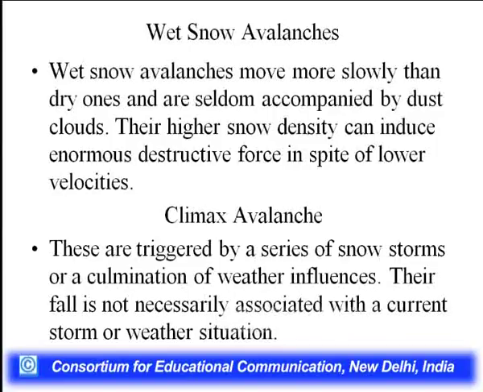Then we have the wet snow avalanches. They move more slowly than the dry ones and are seldom accompanied by dust clouds. Their high snow density can induce enormous destructive force in spite of lower velocity. Climax avalanches are triggered by a series of snowstorms or a culmination of weather influences, very complex phenomena. Their fall is not necessarily associated with a current storm or any weather phenomena.